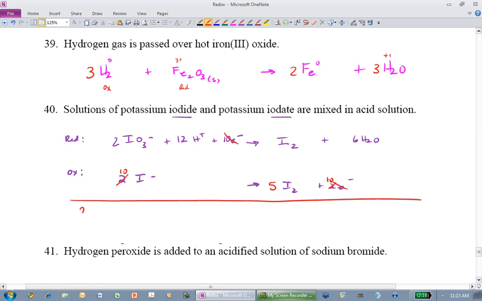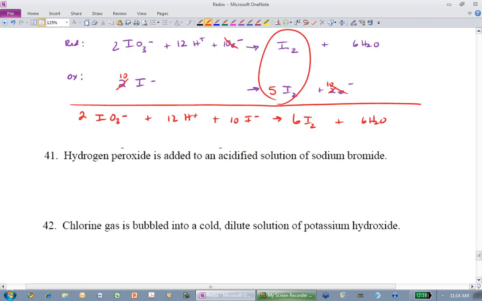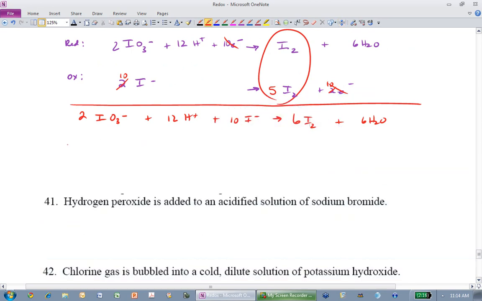So I simply get 2 IO3- plus 12 H+ plus 10 I-. My antenna's going up a little bit, all even numbers. 6 I2 and 6 H2O, still all even numbers, so I really need to reduce this to lowest terms, huh?